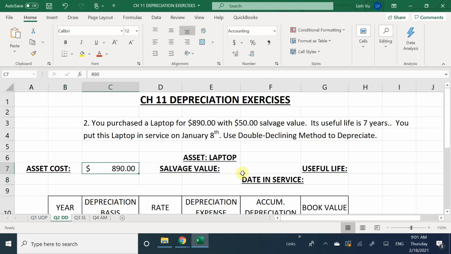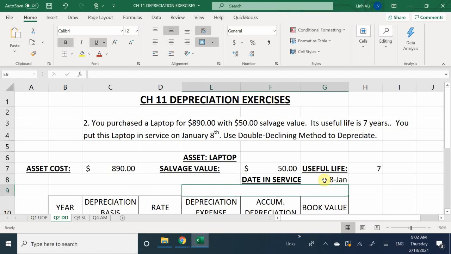What's my salvage value on it? 50. Good. What's its estimated useful life? 7 years. And lastly, what is the date that we placed into service? January 8th. So what does that mean?